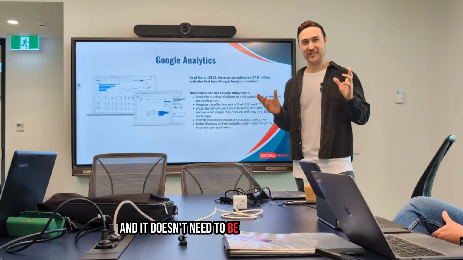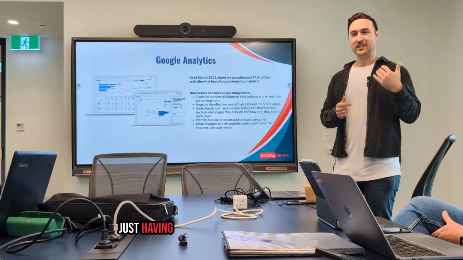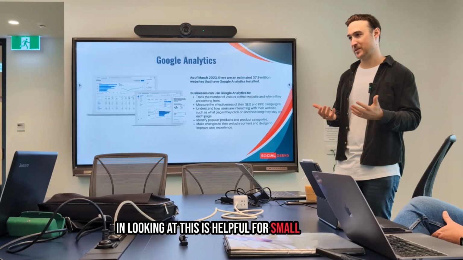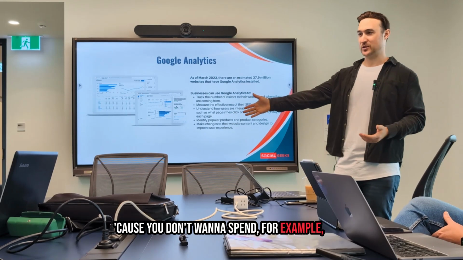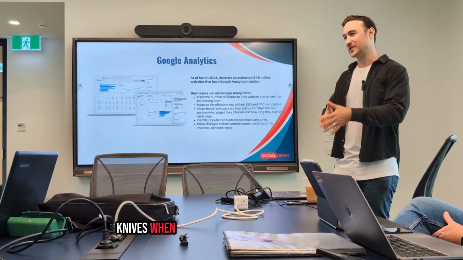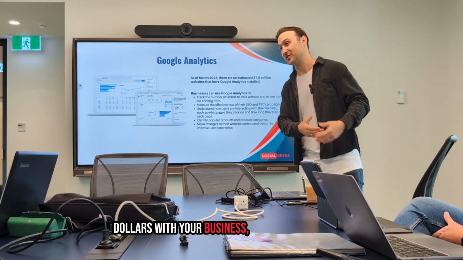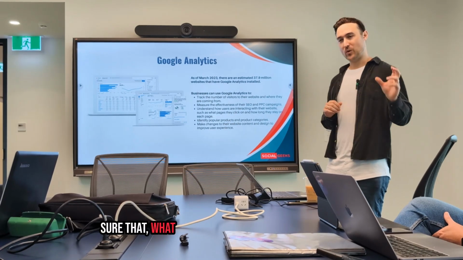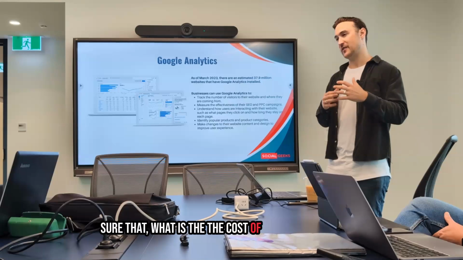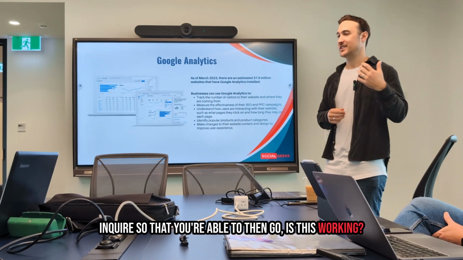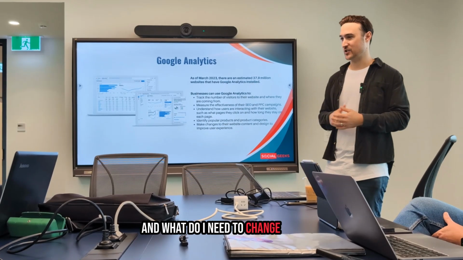And it doesn't need to be an exact science, but just having even some figure that can help you in looking at this is helpful for small business, because you don't want to spend, for example, $200 to land somebody on a Google ad to sharpen knives when they're spending $100 with your business. You're losing money. So you want to be able to track these things and make sure that you know the cost of getting somebody to inquire, so that you're able to then go, is this working? Is it not working? And what do I need to change and fix?